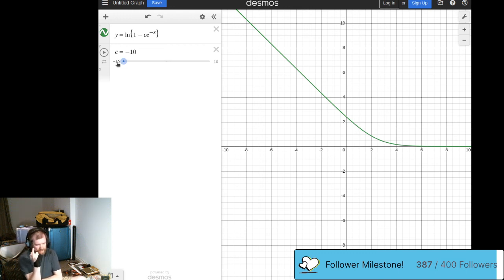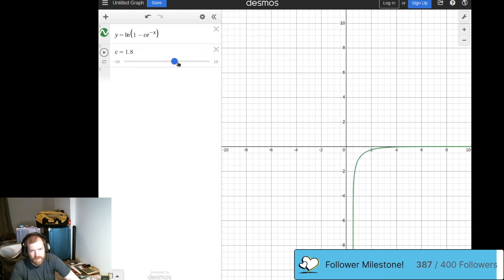Because as x starts getting bigger, it's essentially taking a log of an exponential. So the 1 minus c stuff on the inside doesn't really matter. We're going to get a log of an exponential, so it's going to turn into a linear function.